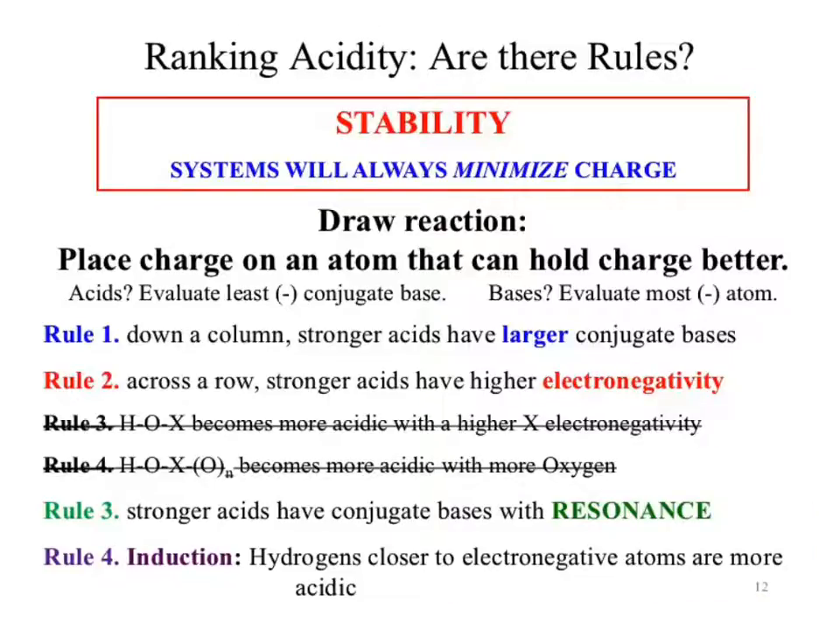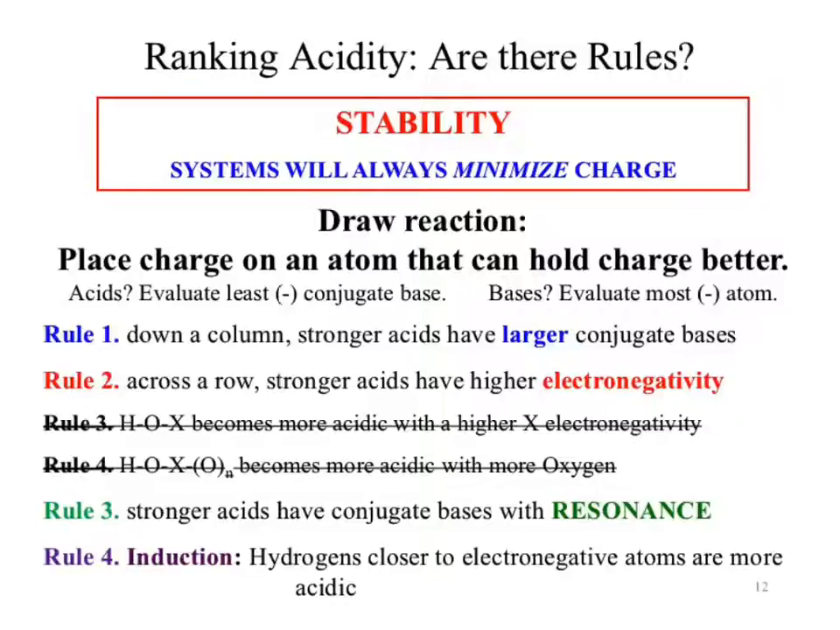This is largely because general chemists didn't understand charge to begin with. Rule 3, stronger acids have conjugate bases with resonance. What did resonance mean? The ability to move electrons from one atom to another. What did I just do to the amount of space that that electron has to occupy? I increased it. Guess what rule 3 is?